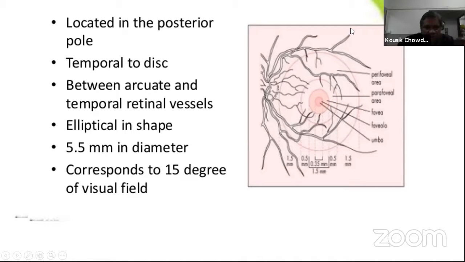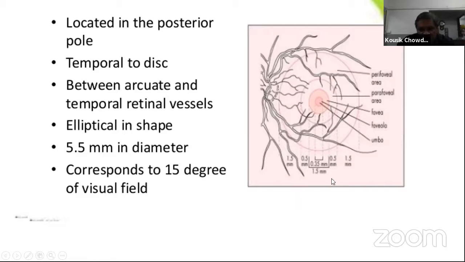Now, the central part of the retina is located in the posterior pole, temporal to the disc, and that is the macula. Between the arcuate and temporal retinal vessels, elliptical in shape, the macula is 5.5 millimeters in diameter and corresponds to 15 degrees of visual field. We are seeing the macular structures: perifovea, parafoveal area, fovea and foveola, and umbo.